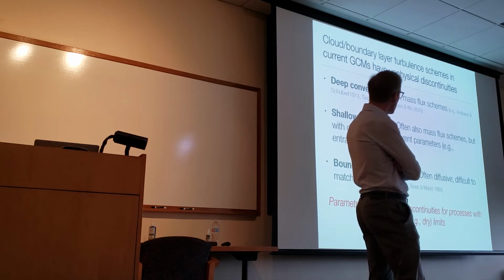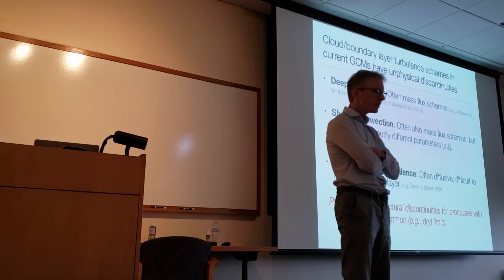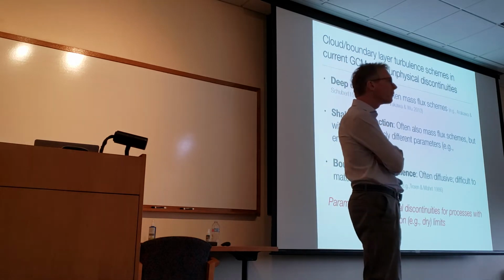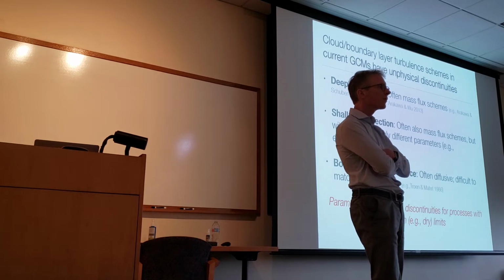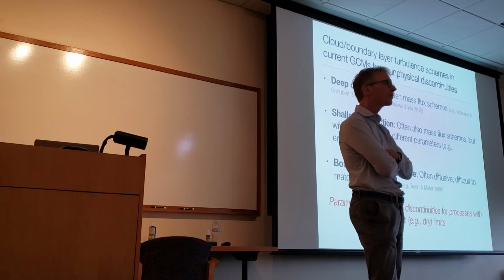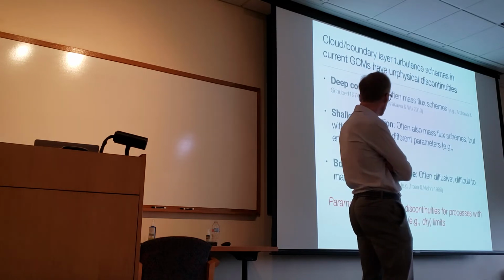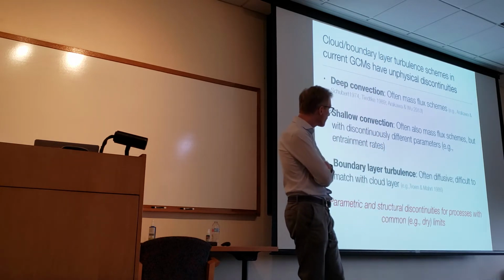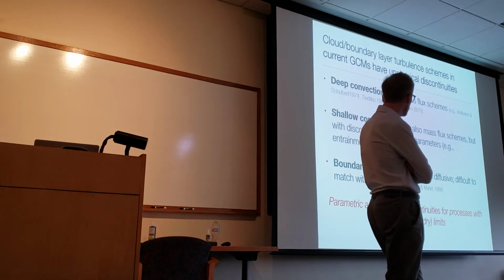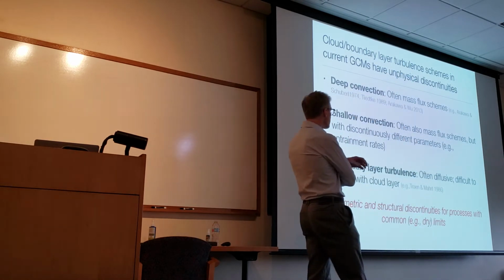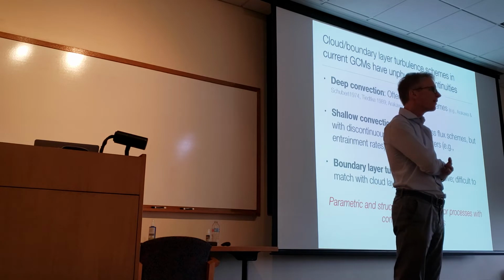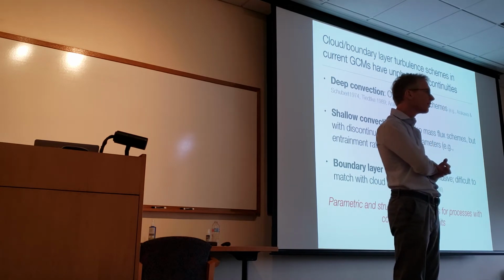And all of these schemes also have shallow convection schemes. They often are also mass flux schemes, slightly different in parameters. By now, there are some different shallow convection schemes around that are not mass flux schemes. Importantly, they're discontinuously different from deep convection schemes, either in parameters or in structure of equations for both. And then there are boundary layer turbulence schemes, and they're usually diffusive schemes, so some conserved quantities are being diffused. And these schemes are not designed together, they're not really working together. Often they work against each other.